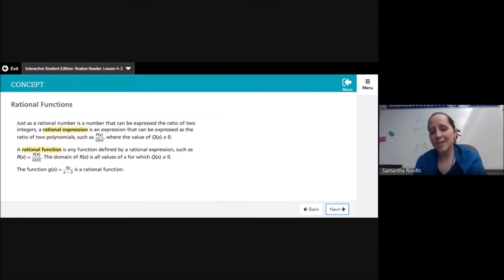A rational function is any function defined by a rational expression, such as r of x equals p of x over q of x. The domain of r of x is all values of x for which q of x does not equal 0. The function g of x equals 4x over x minus 3 is a rational function.